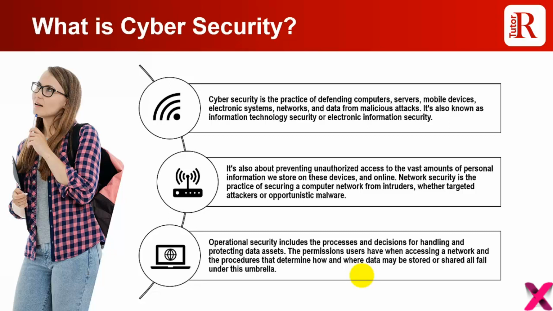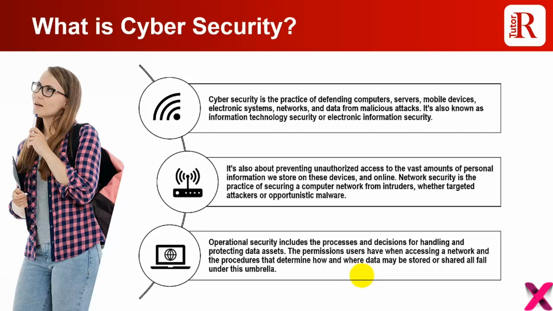Information security protects the integrity and privacy of data, both in storage and in transit. Operational security includes the processes and decisions for handling and protecting data assets. The permissions users have when accessing a network and the procedures that determine how and where data may be stored or shared all fall under this umbrella.